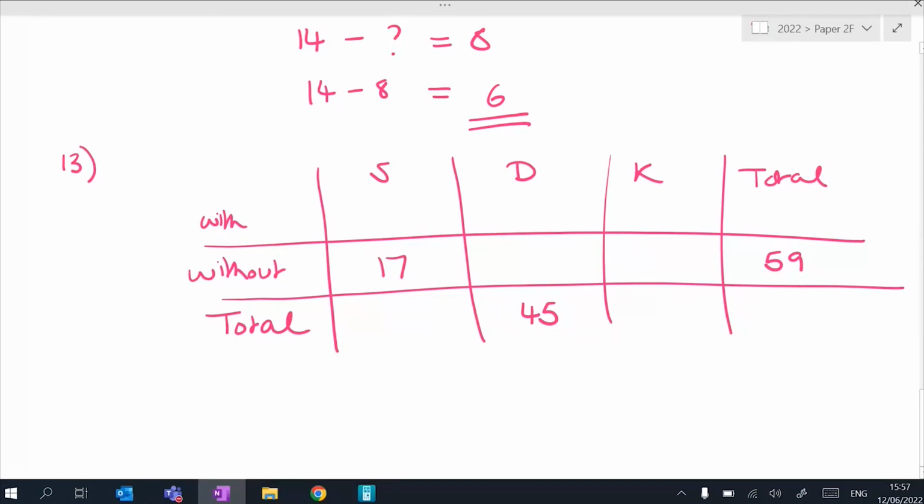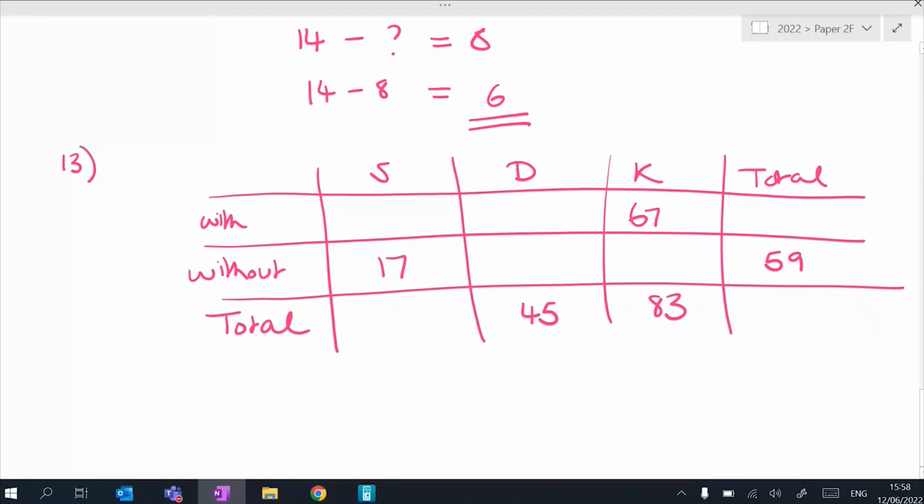67 of the 83 king size beds. So there's 83 king size beds altogether. So that goes in my total. And 67 of them did have a mattress. So 67 is going to go in that top box. Okay, so we should have all the information that we need to be able to fill this in.